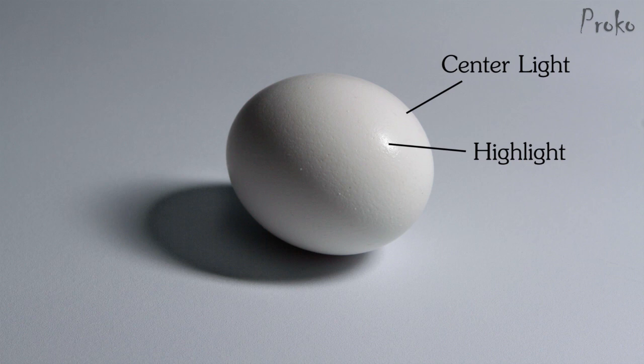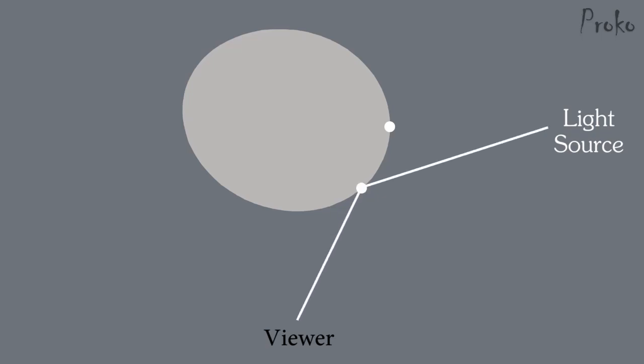A reflection will move depending on where the viewer is. So let's say this is the egg. The viewer or the camera is down here, and the light source is over here. The center light will be here facing the light source. The highlight, however, will need to be at the point where the light can bounce off the surface of the egg and reach the viewer's eyes. These two angles need to be equal. If you've played billiards, this is very similar.